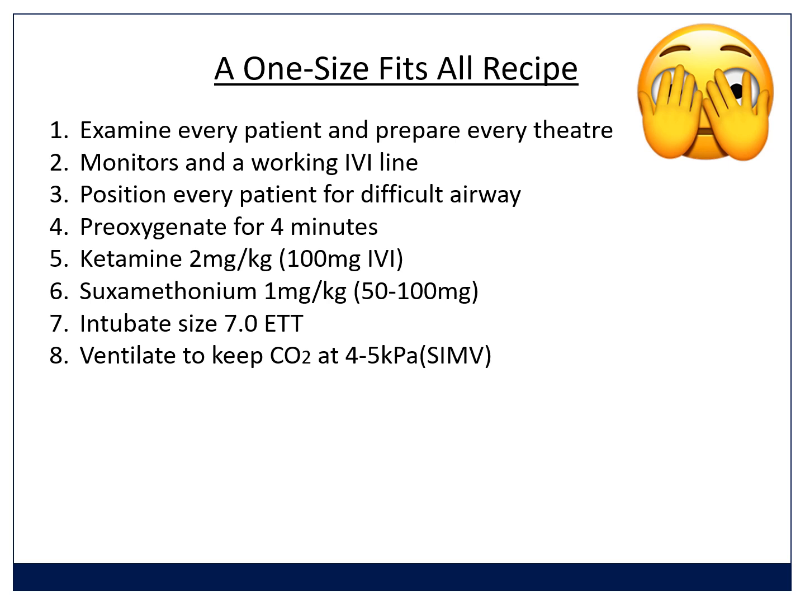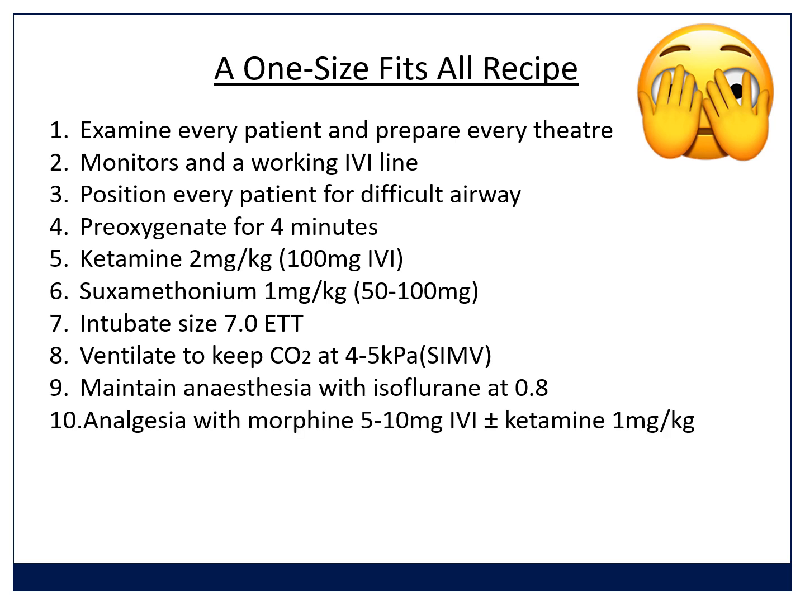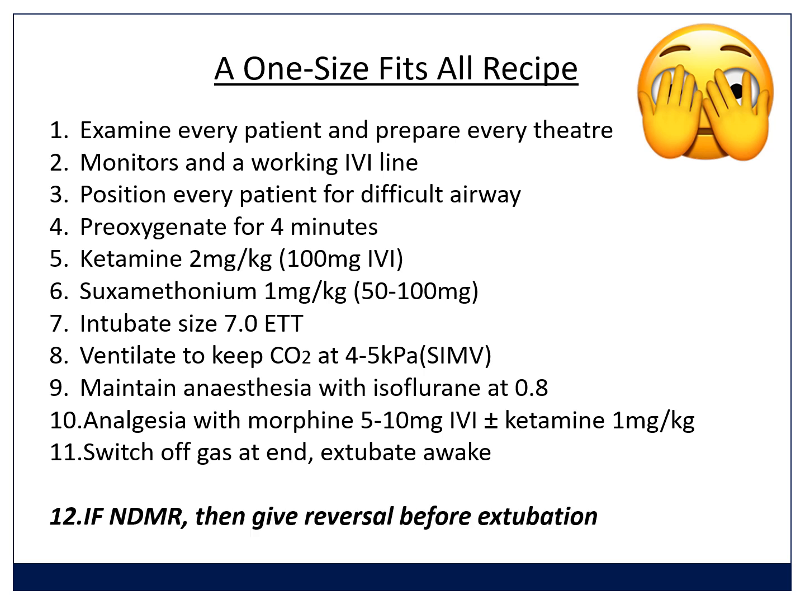Ventilate with the settings I mentioned earlier to keep the CO2 around 5 kilopascals. Maintain anesthesia with isoflurane at 0.8. Give analgesia with morphine, 5 to 10 milligrams IV, and supplement that with ketamine, a milligram per kilogram if you need to. At the end, switch off the gas and extubate the patient awake. And if you gave a non-depolarizing muscle relaxant somewhere in there, like rocuronium or vecuronium or cisatracurium, then make sure you give a reversal before extubation in every single patient.